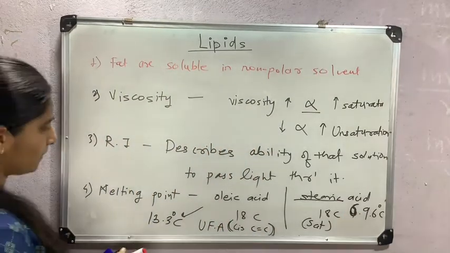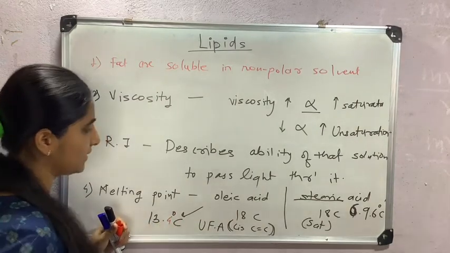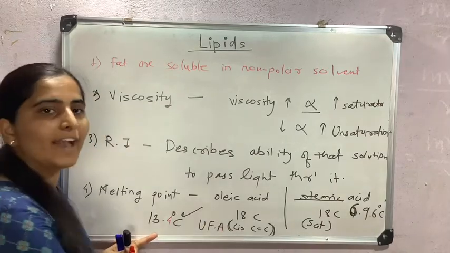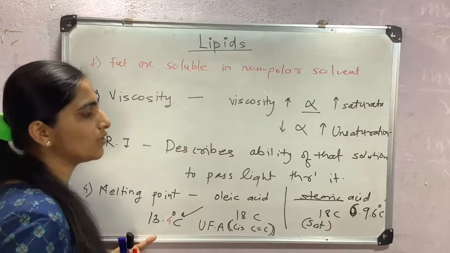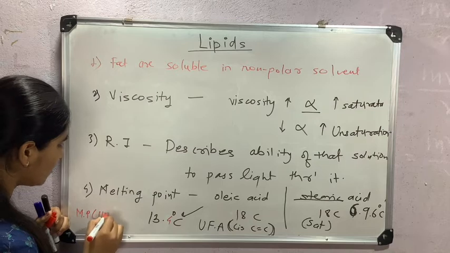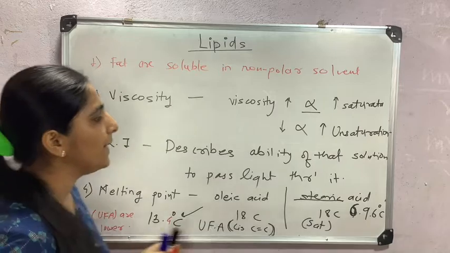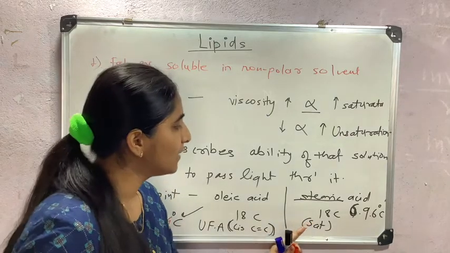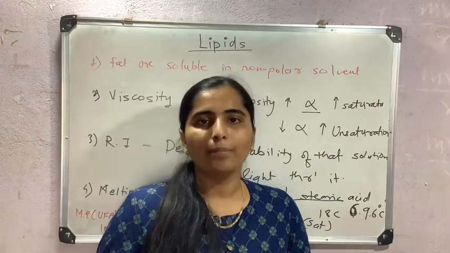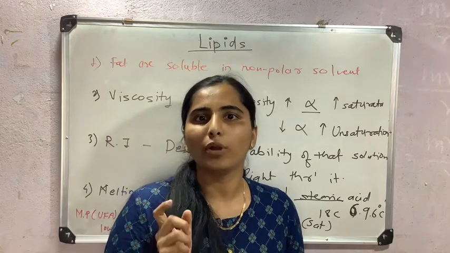Therefore, we can say that the melting points of unsaturated fatty acids are lower than those of saturated fatty acids. The melting point of saturated fatty acids is greater than that of unsaturated fatty acids. So this is all about the physical properties of fat, and the important term is polymorphism.